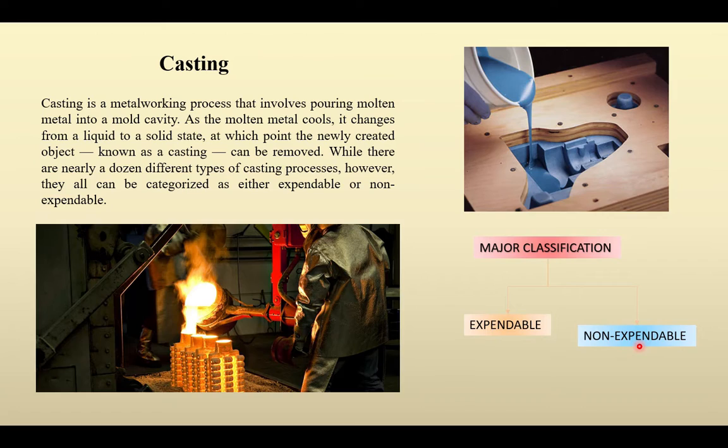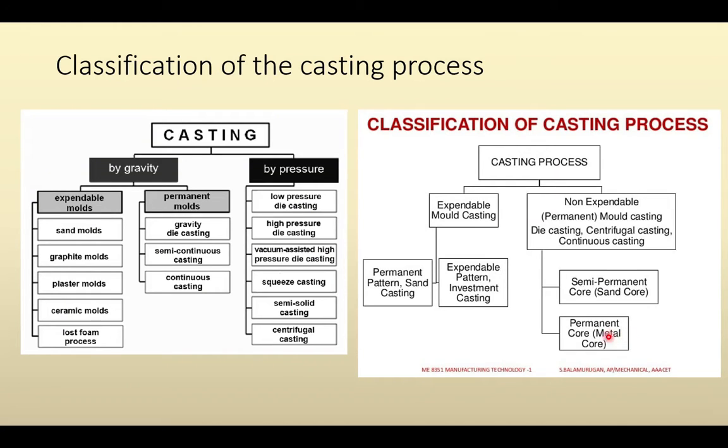By using ejector pins, you can remove the workpiece, then again you can fill the cavities using molten metal and go for the next production. The best example of expandable casting is the sand casting process, whereas for non-expandable you can use permanent die casting. That's the best example. Depending upon your choice, you can also classify by gravitational force or by pressure. On this basis they have classified it.